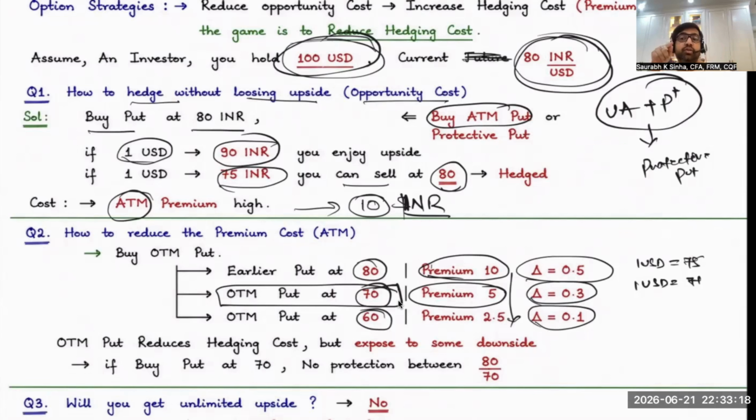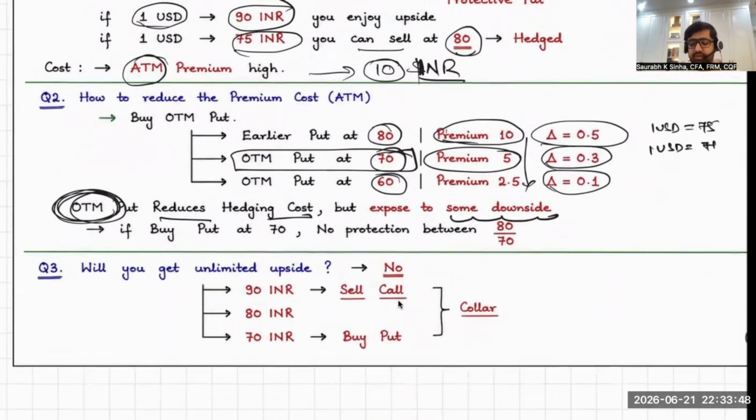So yes, you have reduced your hedging cost from 10 to 5, because you're buying an out of the money put option, but you have exposed yourself to some of the downside risk. Till 70, till 10 INR, you have to incur the losses. Yes, after that, the 70 exercise price put will hedge you. Agreed. But from 80 to 70, you have to bear that cost. Now, this is a simple way of reducing the hedging cost.